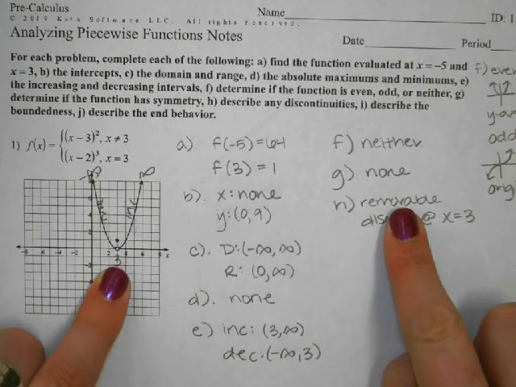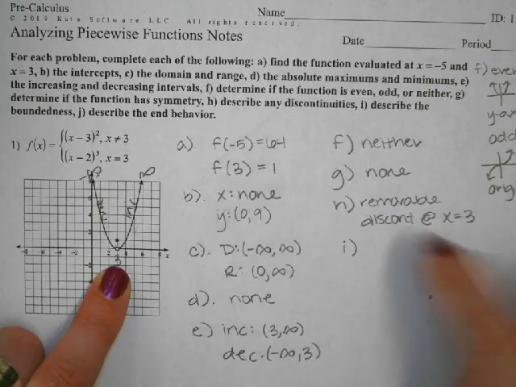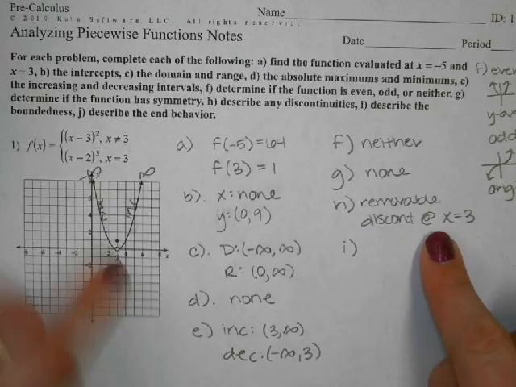You'll notice when I write removable, half the time I put the E in there and half the time I don't because I don't know how it's spelled. So don't judge me, but if you figure it out, let me know. Removable discontinuity at x equals 3.